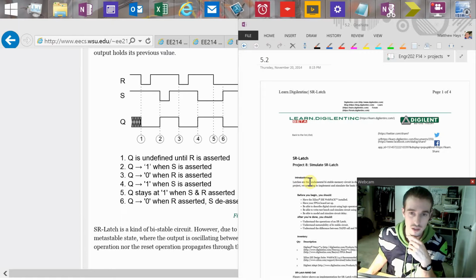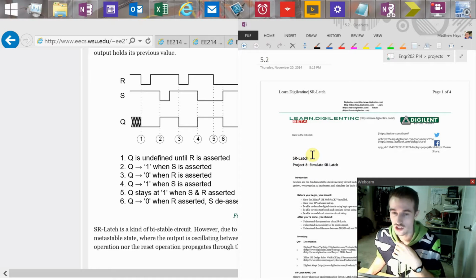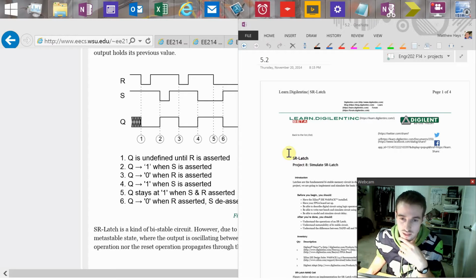Project 5.2 deals with the SR latch. This expands on the idea of propagation delay and glitch, and it relates it to a real-life application of a circuit known as the SR latch, which is a basic circuit used for memory, and can later, if you change it a little bit, become better.